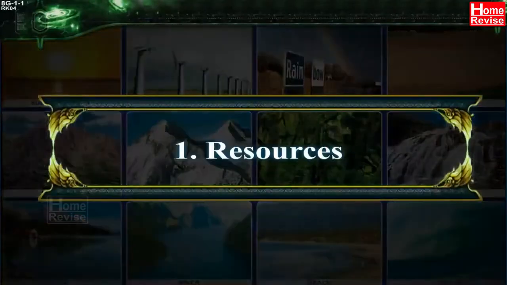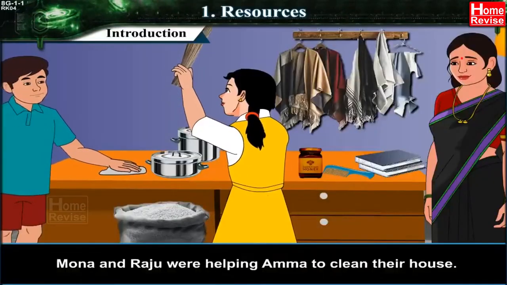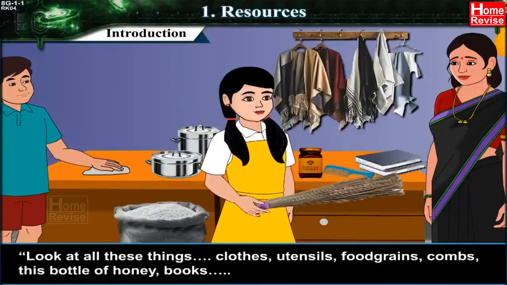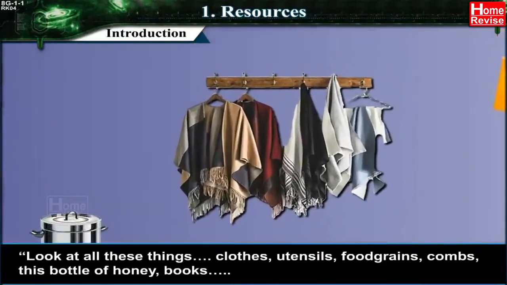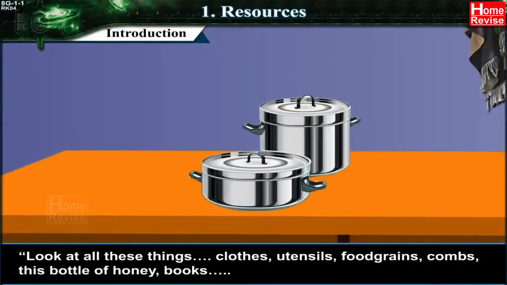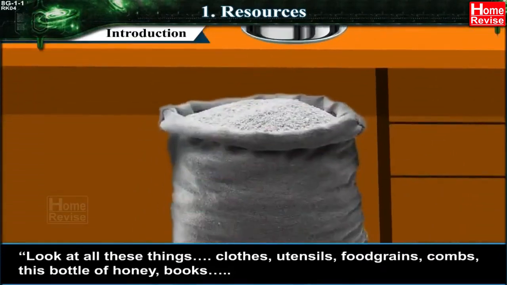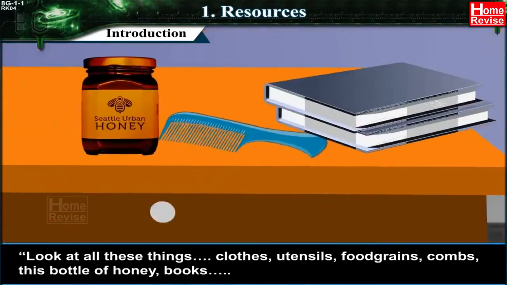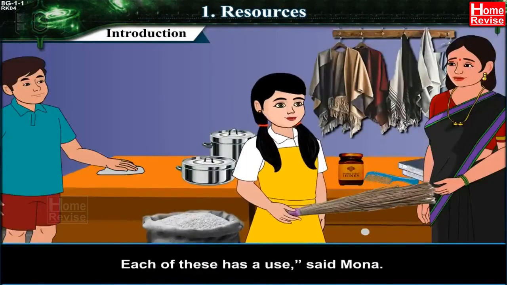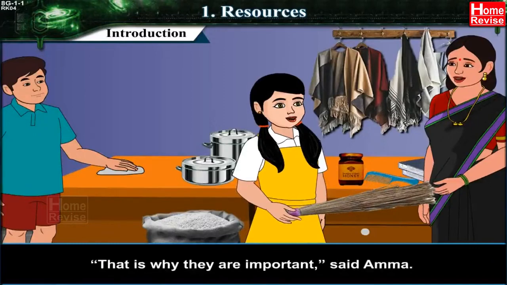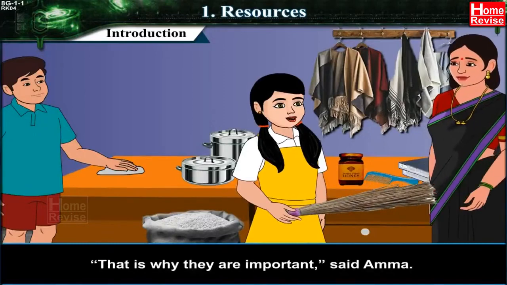Chapter 1. Resources. Mona and Raju were helping Amma to clean their house. Look at all these things: clothes, utensils, food grains, combs, this bottle of honey, books. Each of these has a use, said Mona. That is why they are important, said Amma.